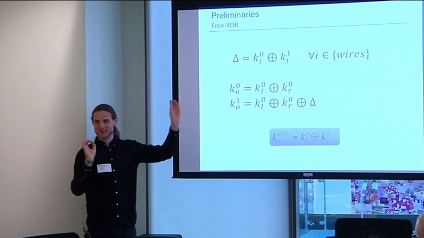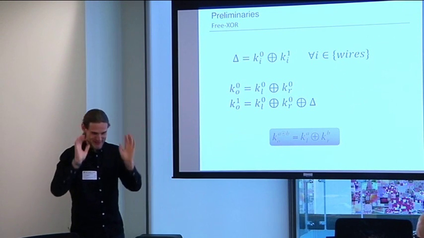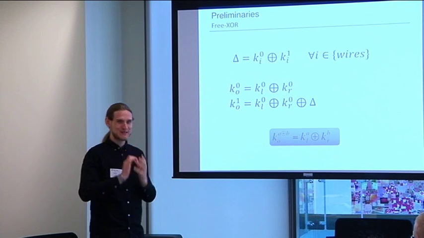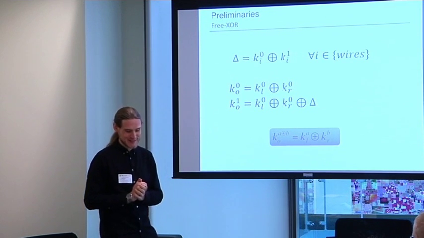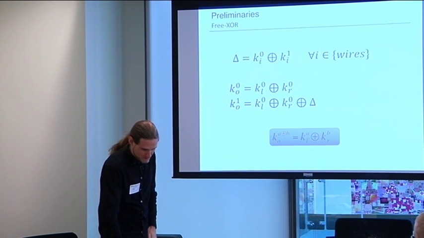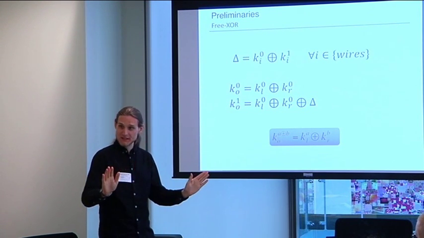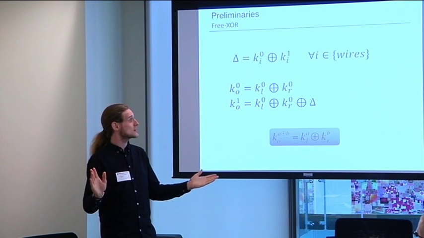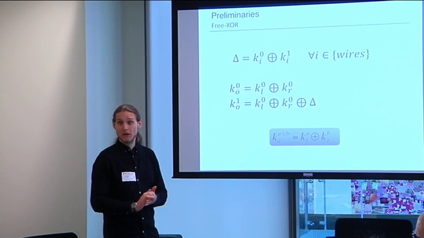But now we have all these zeros and ones and XORs and so on, so it's a little bit tricky to completely explain on just slides. But if you look at the algebra, it works perfectly. And this basically means that XOR gates now become free. No encryption needs to be done, and no ciphertext needs to be stored for the garbled gate.